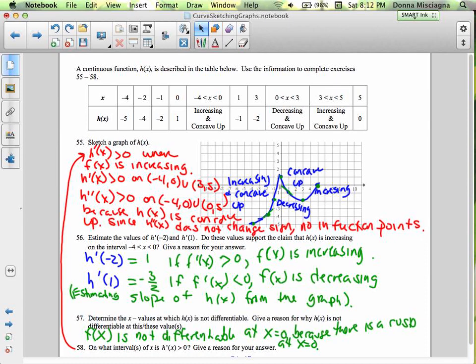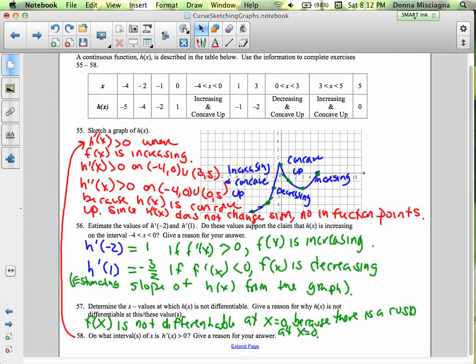Determine the x values at which h of x is not differentiable. Give a reason for h of x not being differentiable at those values. So notice that nice little pretty cusp. F of x is not differentiable at x equals 0 because there's a cusp at x equals 0. And we know corners, cusps, vertical tangents, not differentiable. And then I could not squeeze the answer to 58 on the graph.